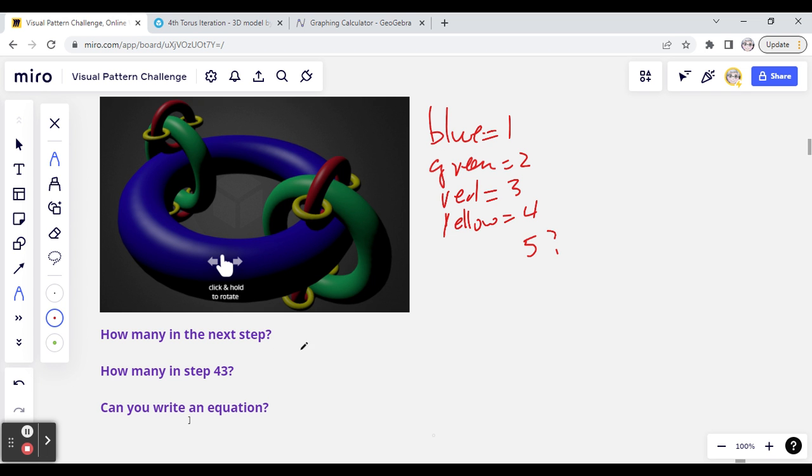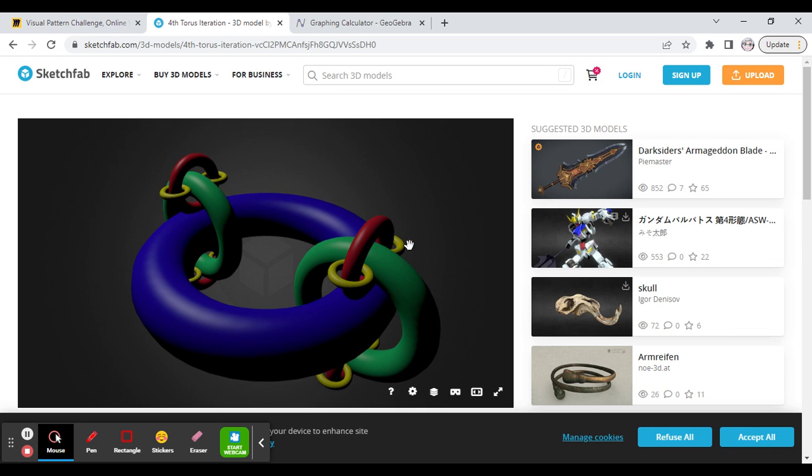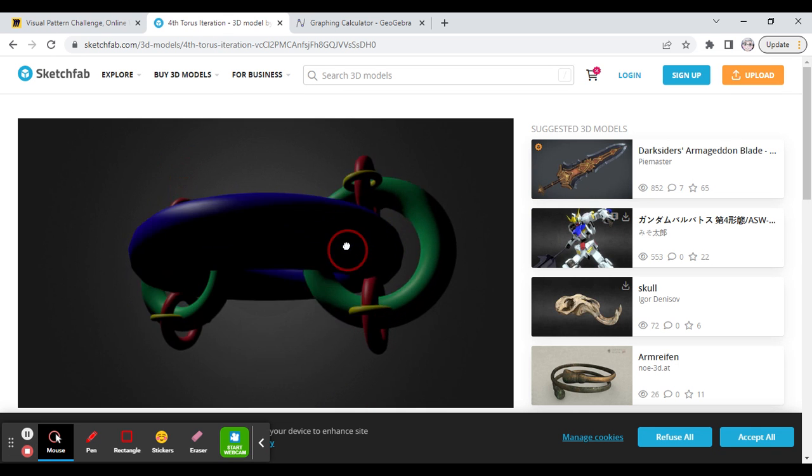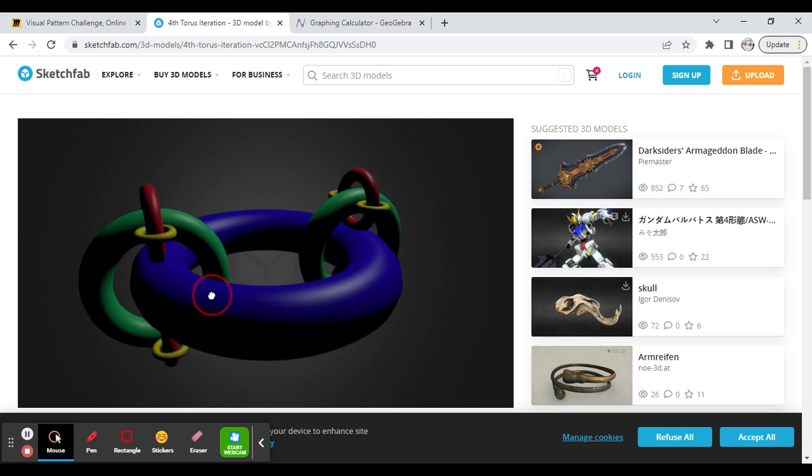All right, so you can see we've got a little mouse symbol, hand symbol here. This is actually a three-dimensional model that somebody made, and so we're going to take a look at this to start so you can see it a little better. So we can kind of look at it from all angles. It's kind of cool looking.